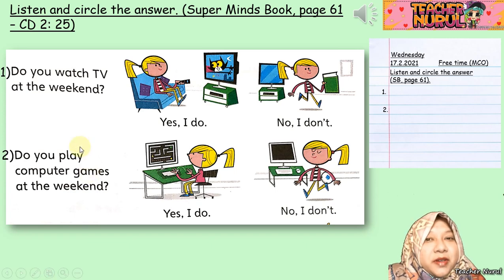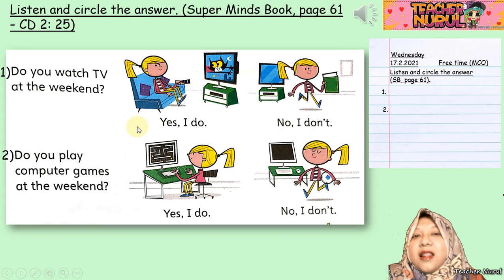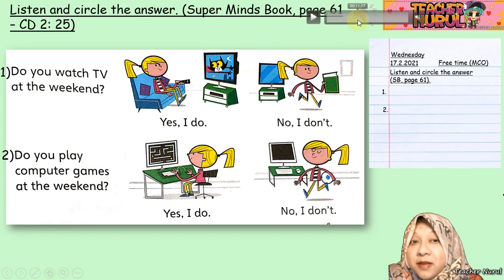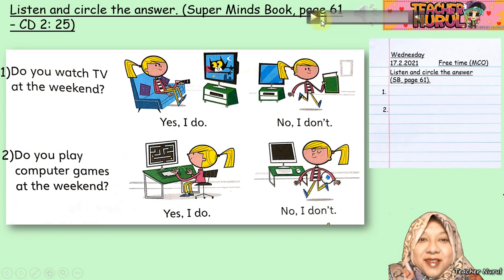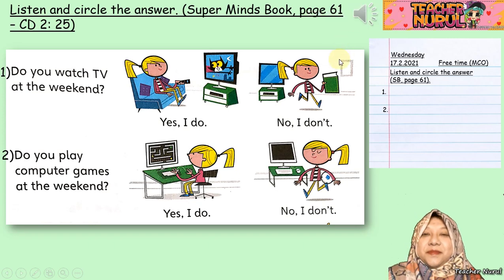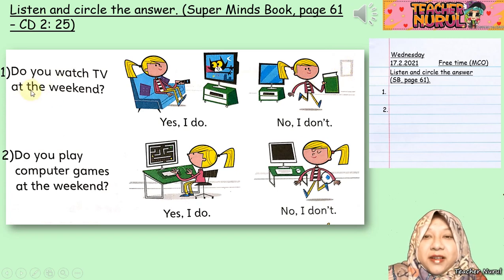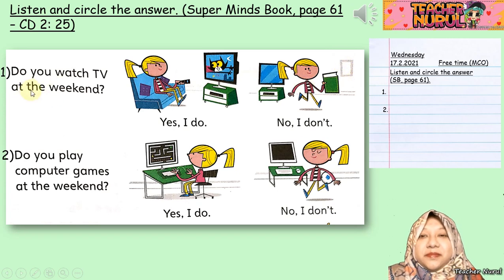Was it a little bit fast for you? Okay, let me play the audio one more time. This is your final chance, yeah? Okay, listen carefully and write down the answers in your exercise book. Student's Book, page 61. Okay, number 1, yeah? 1. Listen and circle the answer.